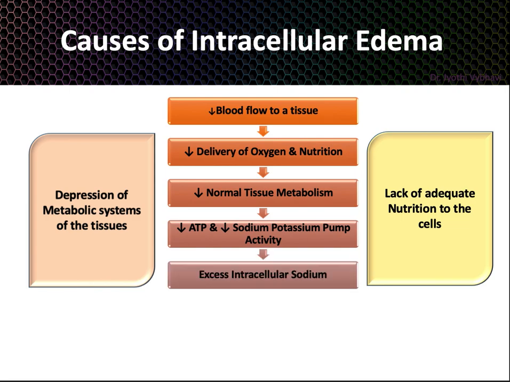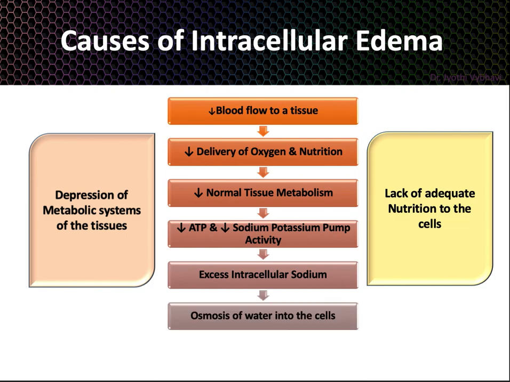There is excess intracellular sodium. Whenever there is extra intracellular sodium, there are more solutes inside the cells compared to outside. So osmosis of water into the cell happens. Sometimes this can increase the intracellular volume of a tissue area, even of an entire ischemic leg for example, to 2 to 3 times normal. So that much osmosis occurs, and when the osmosis occurs, there is intracellular edema.